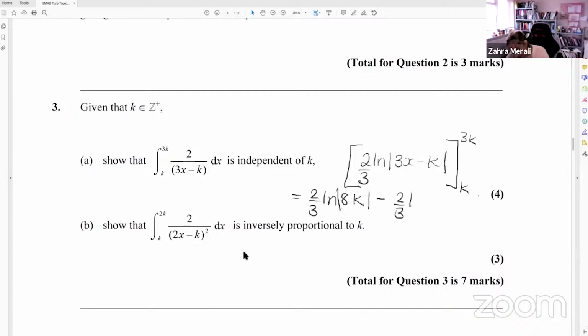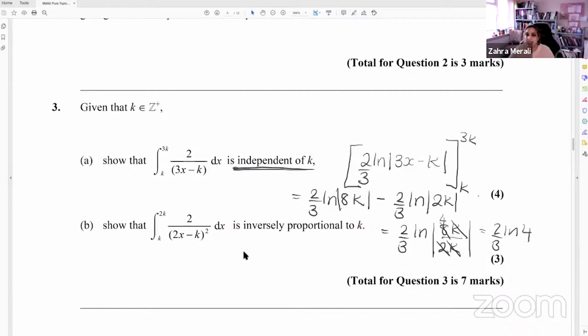Minus 3k minus k, which is 2k. Now your log rules tell you when you've got a minus and you've got lns, you divide. So this is going to be the same as 2/3 ln (8k over 2k). The k's are cancelling, that becomes 4. So you get 2/3 ln 4, and you've proved it, because independent of k means the answer doesn't depend on k. And if you have a look, you've got 2/3 ln 4, there's no k's in there. So you're done.